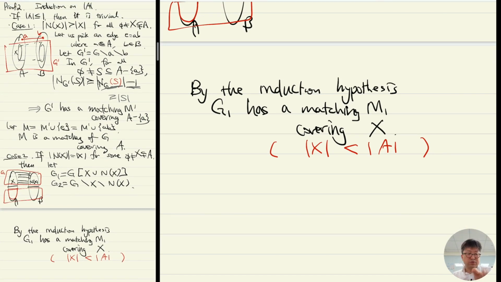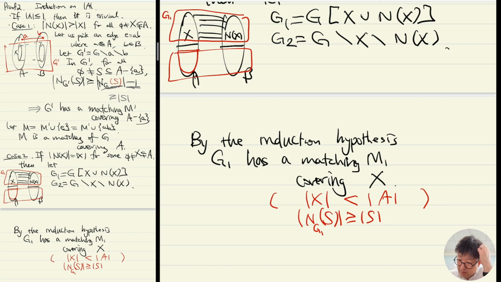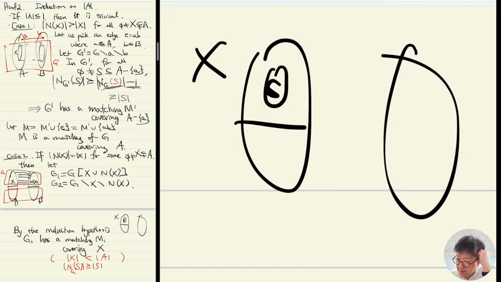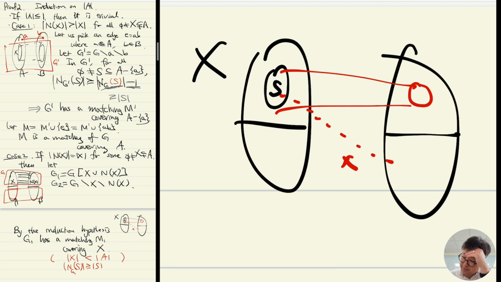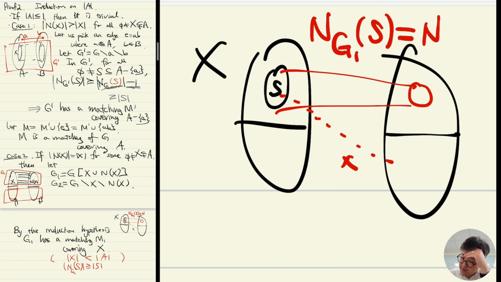Okay, so, and what is the other reason? N of S is size of S. N of G1... Why is the second one true? Because whenever you look at the subset of X, this is S, right? There's no neighbors here, right? All the neighbors of S are here. So N of G1 S is equal to N of G S.